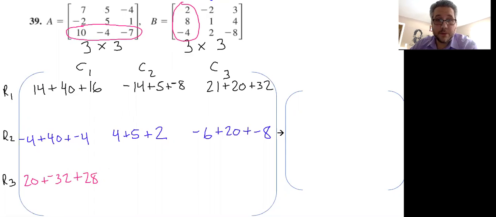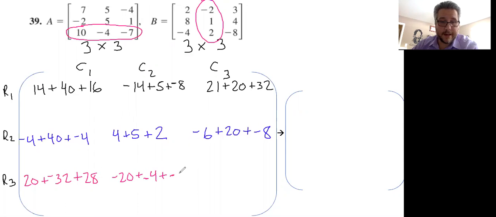Okay, now we need to move on to column 2, which is here. Multiply like elements. 10 times -2 is -20, plus middle to middle, -4 times 1 is -4, plus -7 times 2 is -14. Okay, we are in the home stretch.